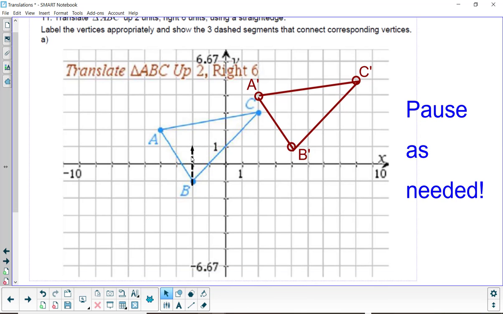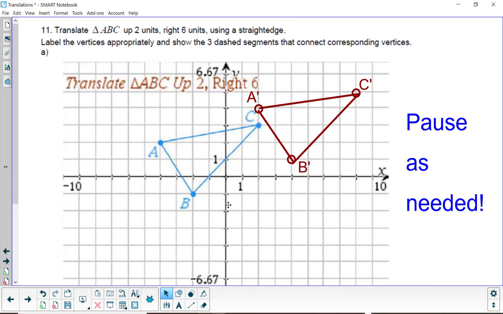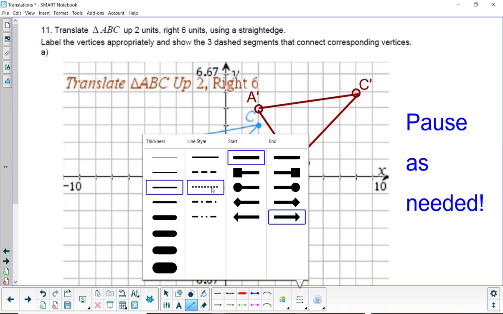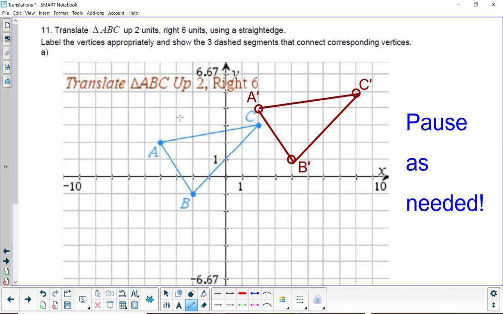If you put them in really lightly on your paper, then that would be okay, but put those out of there. Because it also says we want those 3 dash segments that correspond. So let me go ahead and put those dash segments in. I think that should do it. So connect A to A prime, C to C prime, and B to B prime. That has a 3D kind of effect, though that's not what we're looking for.